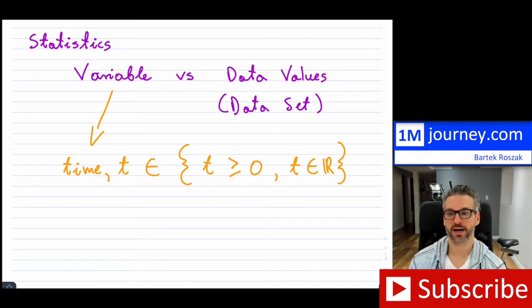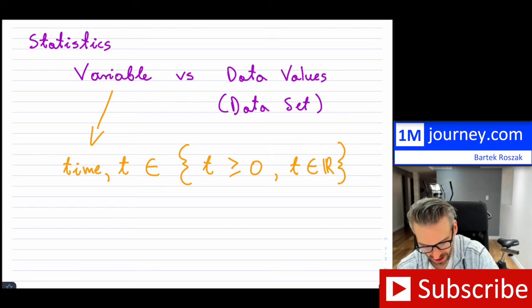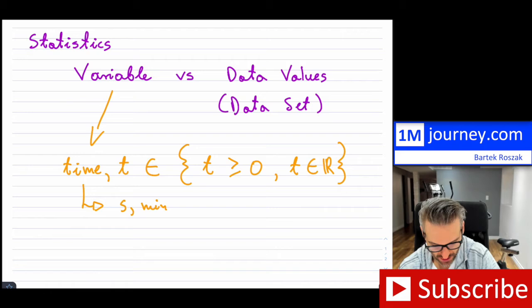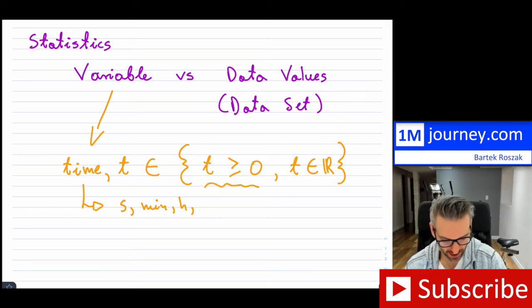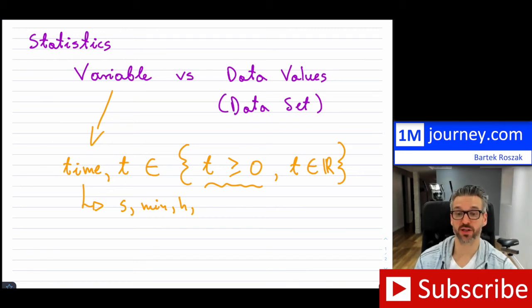Now for my t, I will be able to measure it in seconds, in minutes, or in hours and so on. That doesn't matter in terms of the unit. But in any case, your data set is going to be any number which is equal to or greater than 0, and your variable is time t. So this is one example where you can distinguish between the variable and all the data values, the entire data set that the variable can take on.